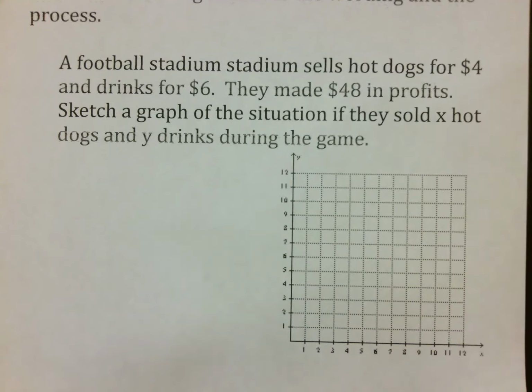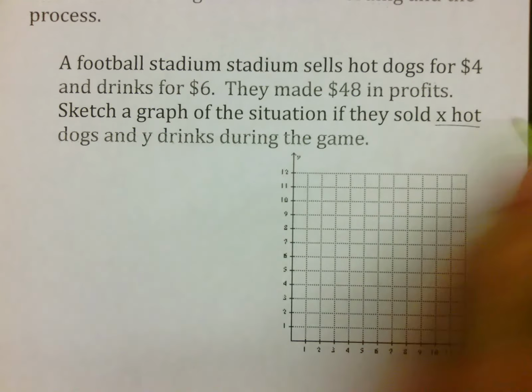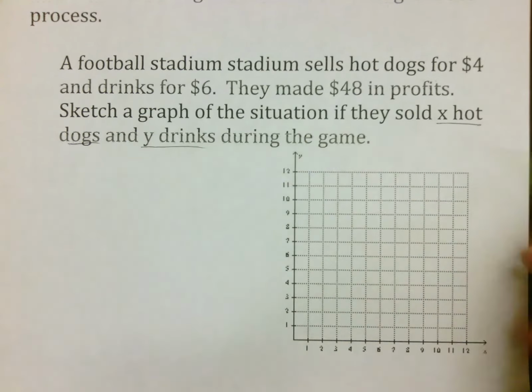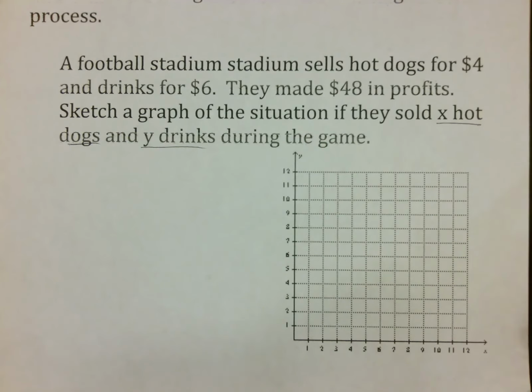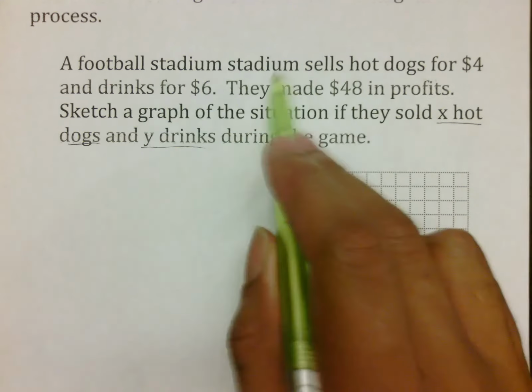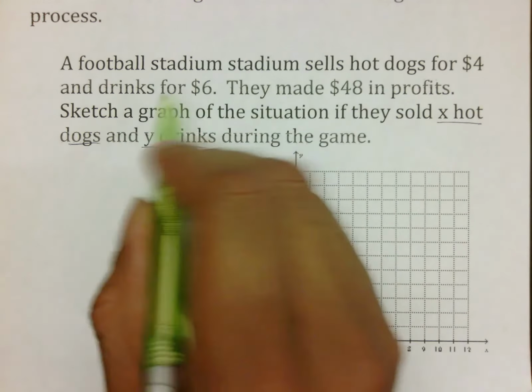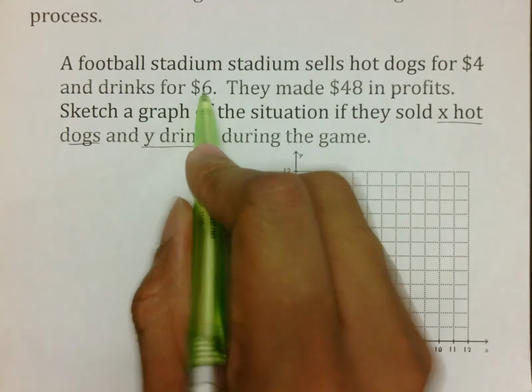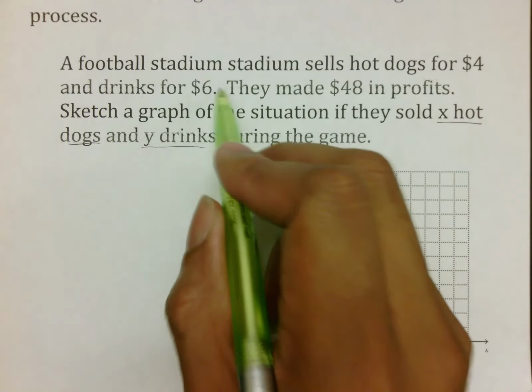It says that a football stadium sells hot dogs for $4 and drinks for $6. They made $48 in profits. It wants you to sketch a graph of the situation if they sold X hot dogs and Y drinks. Now it's important that you pay attention to what X is and what Y is, because you have to attach it to this part there. Again, it says they sell hot dogs for $4 and drinks for $6. Now I didn't say each, but it is $4 each and $6 for each drink.